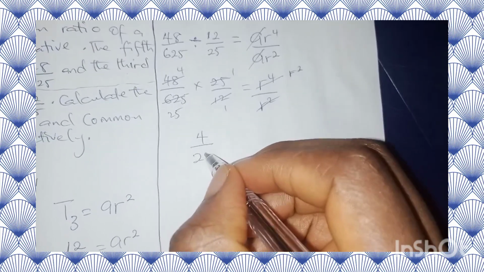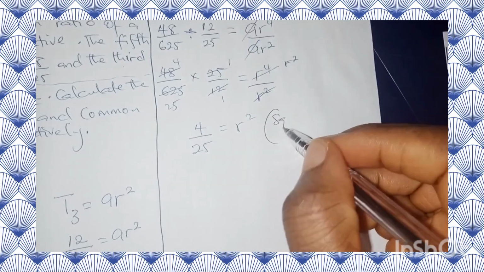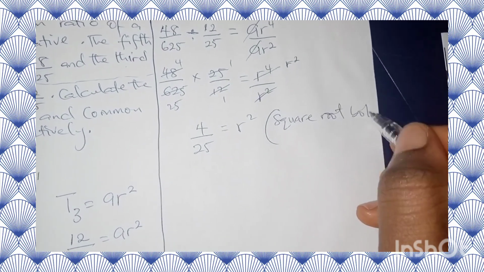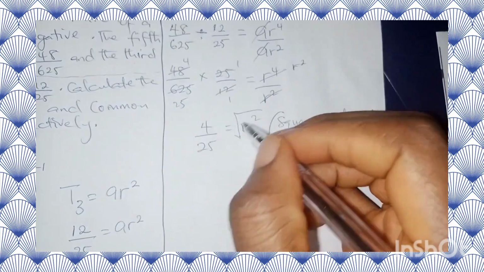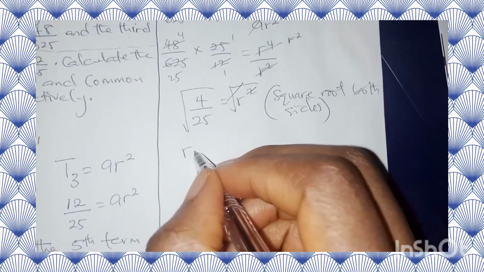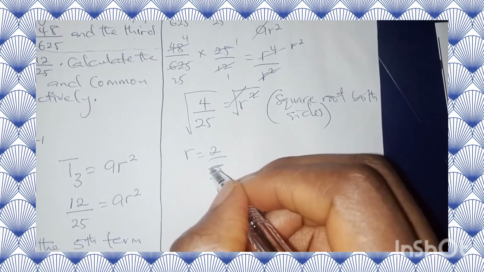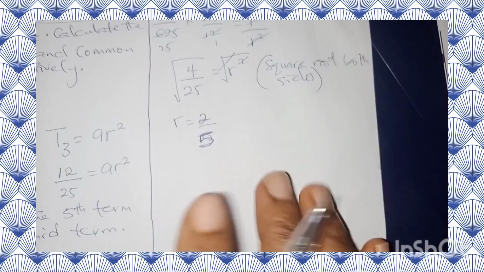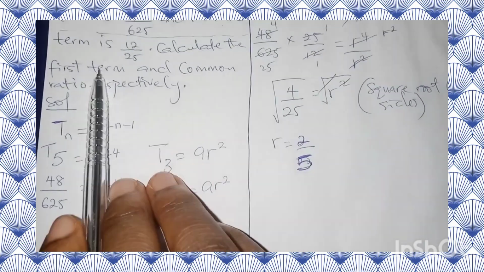So R squared into R raised to the power of 4 will give us R squared left. So we have 4 over 25 equals R to the power of 2, and we take the square root of both sides, as shown in this video. So we have our R to be square root of 4 is 2 and square root of 25 is 5. So now our common ratio is 2 over 5.